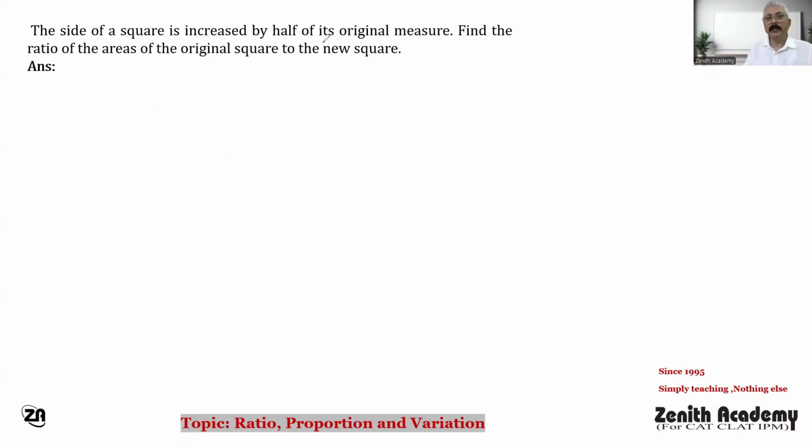The side of a square is increased by half of its original measure. Find the ratio of the area of the original square to the new square. So we need the ratio of the areas of the original square and the new square.